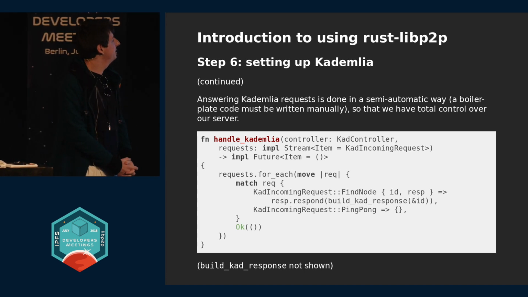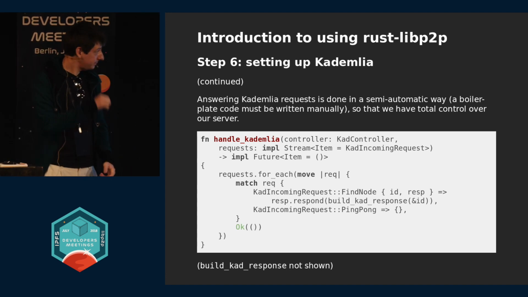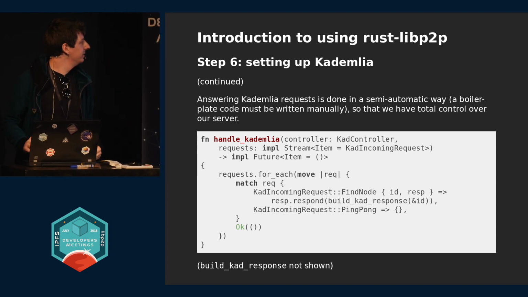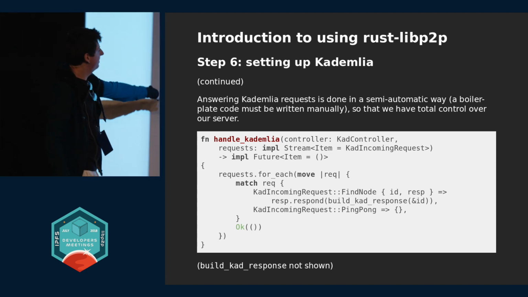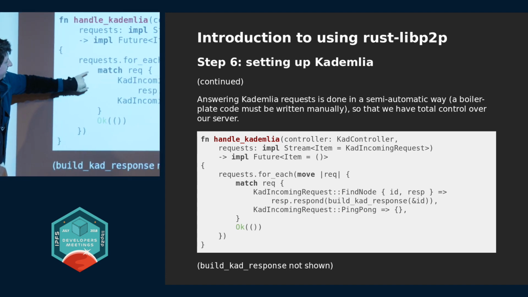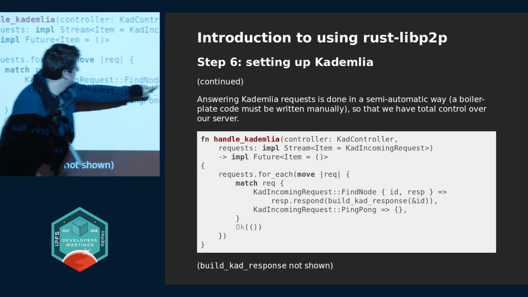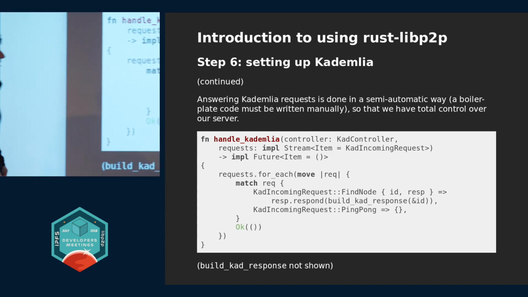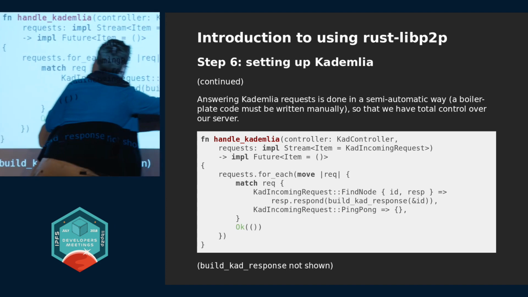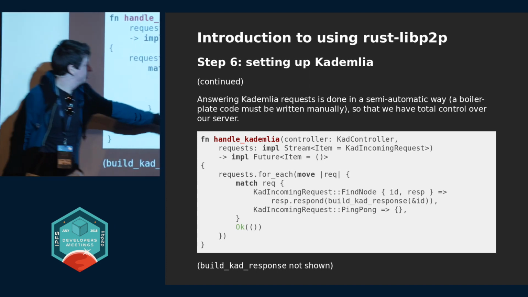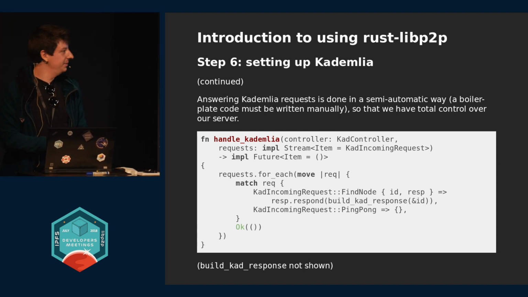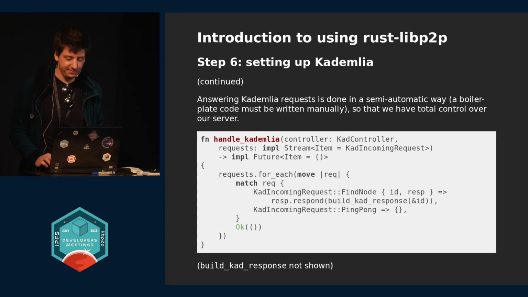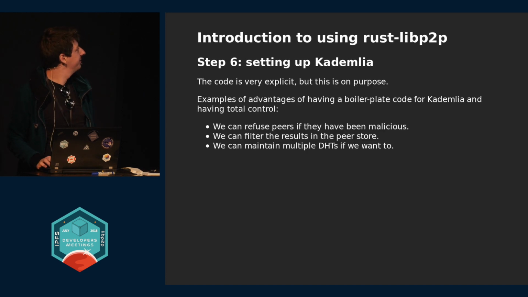And this is the handle Kademlia function. Sorry. So again, you have total control over everything that happens. Every single request that comes from the remote is dispatched here. If the remote requests a find node, we respond with a responder that is provided. And if it's just pinging, then we do nothing. Normally, you have to update the K buckets, but I didn't show it in this example because it would be a bit annoying to write, but it's also very brief.